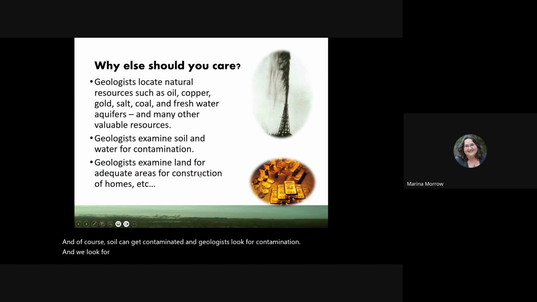And of course, soil can get contaminated, and geologists look for contamination, and we look for good places to live. So, Florida has many sinkholes. So that might be something, if you could afford it, is to have someone check out your area for sinkholes before you buy a home there.